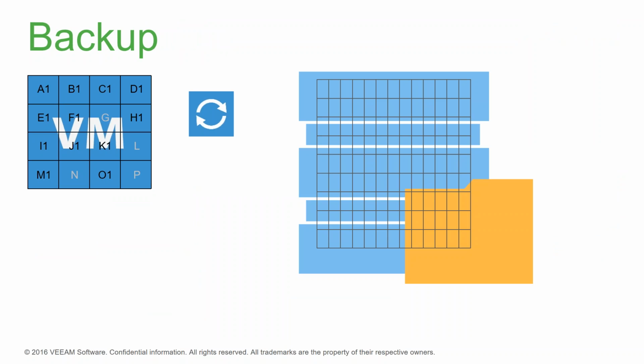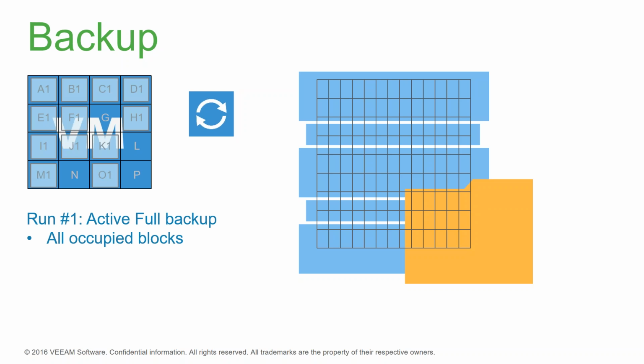Now, let's talk a little bit about the creation of those backup files. Now, we've got our VM here. And by the way, this could be multiple VMs. It's just a lot easier for me to draw one. And we're going to identify the blocks of data that contain things that are useful. We're going to skip over anything that's empty and or just doesn't contain anything that we need.